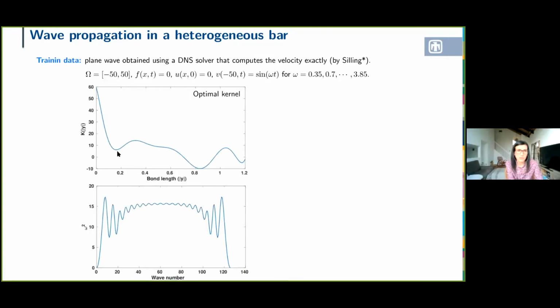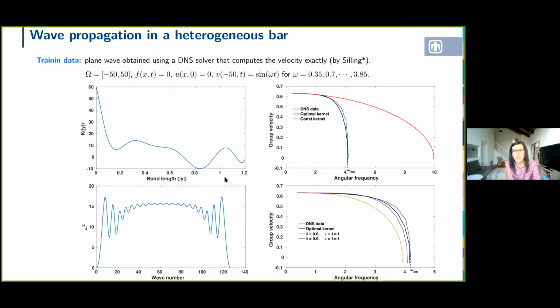I don't know if this means much to you. It's just the optimal kernel that we find after the optimization. This is the dispersion curve. The reason why you want to look at this is just to make sure that this is positive because it ensures stability. Now, the group velocity. The group velocity is a very important quantity. At least we found out that it was a very important quantity for accurate predictions.